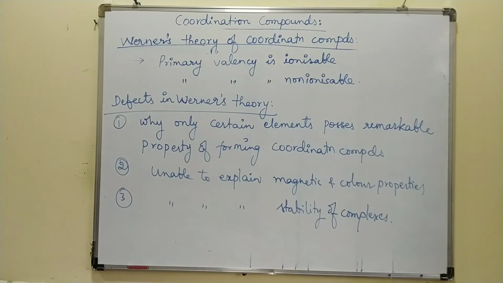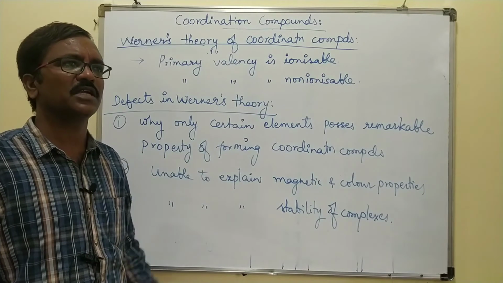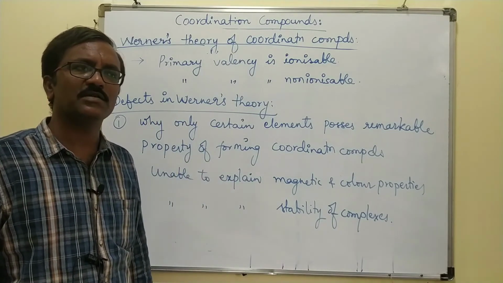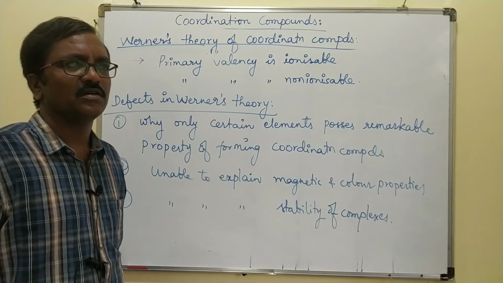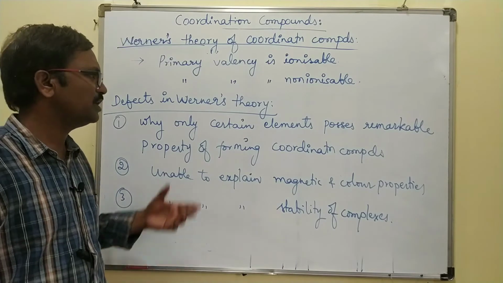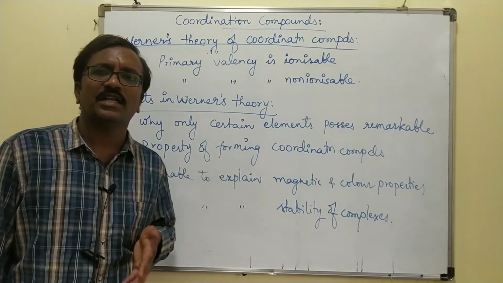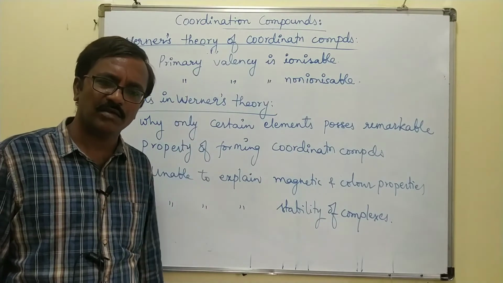So, according to what Werner proposed, there are two types of valencies. Primary valency is ionizable, and secondary valency is non-ionizable. So, what are the defects in Werner's theory? Why were certain elements forming these coordination compounds, at the 1900 time, right?